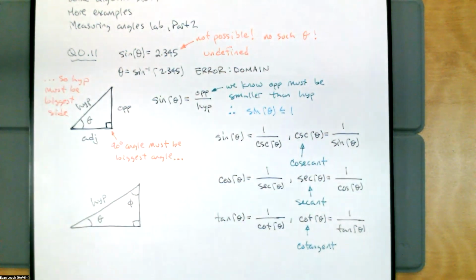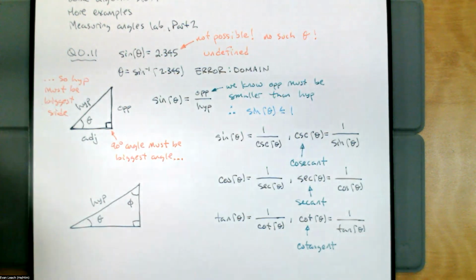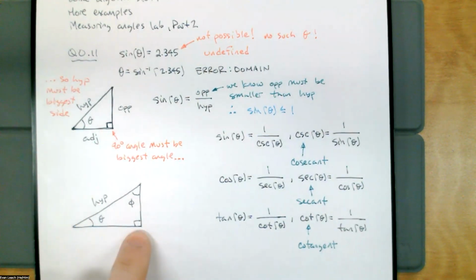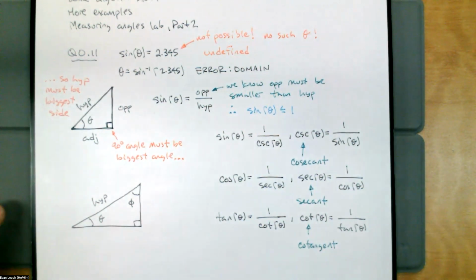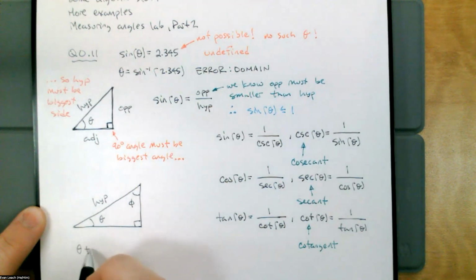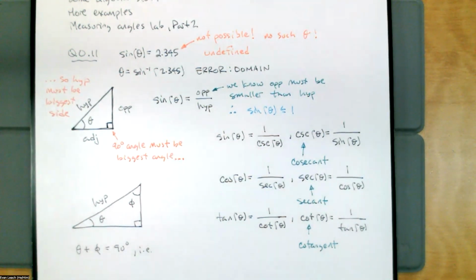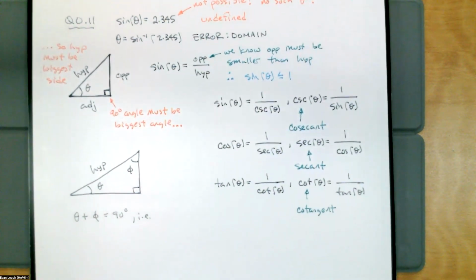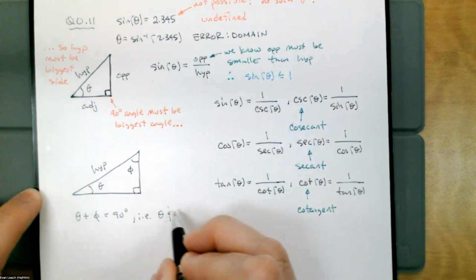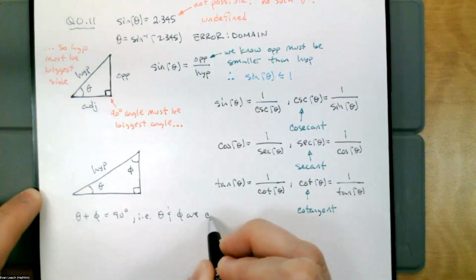Let's look at a right triangle and let's label both of the angles. Let's label the angle on the bottom as theta and the angle up at the top as phi. We've got a right triangle. So tell me about theta and phi. What happens if I add those together? How much do I get? 90. So theta plus phi is equal to 90 degrees. What do we call it when angles add up to 90 degrees? Complementary. So theta and phi are complementary angles.